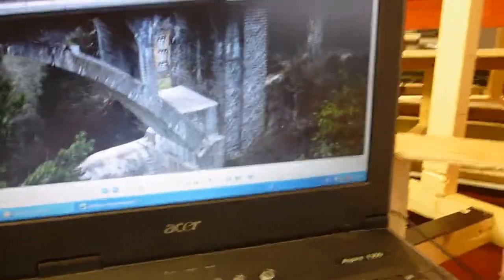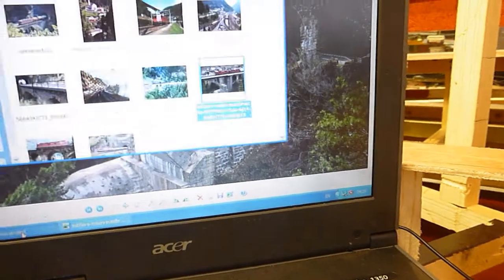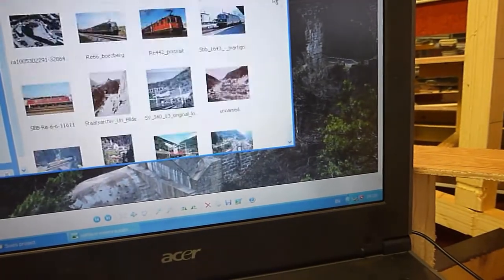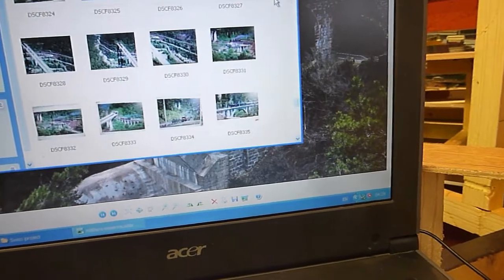In fact, bear with me one moment, there was a picture somewhere. If I can just quickly find it.